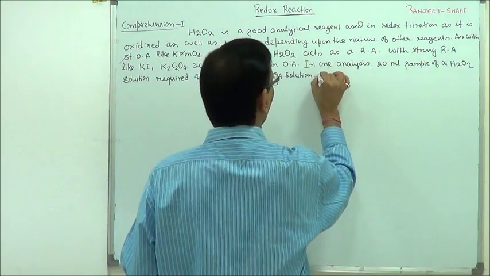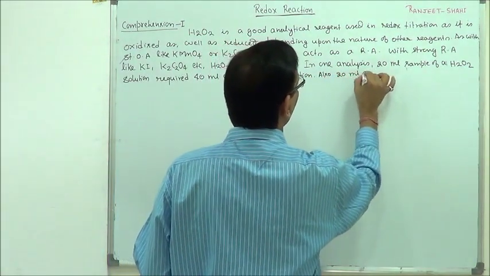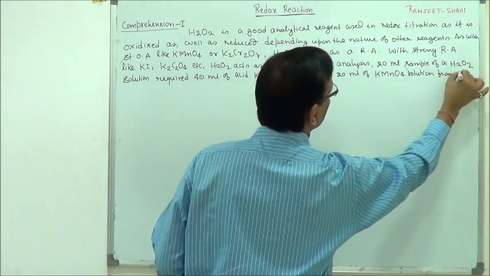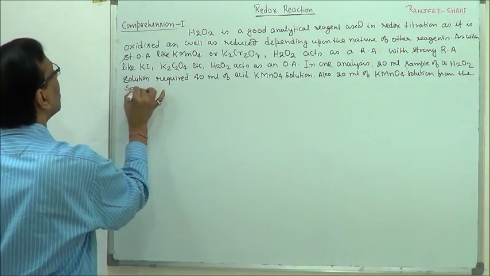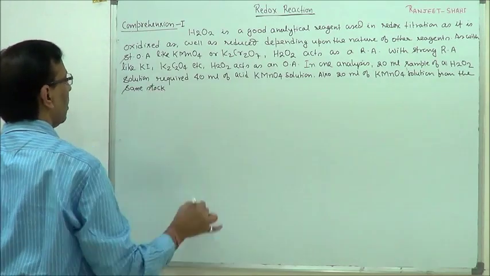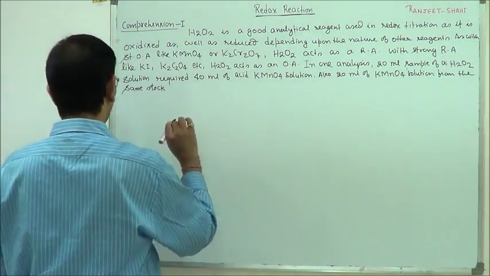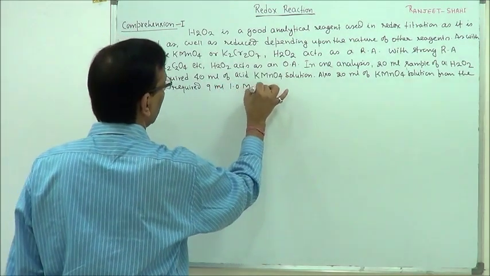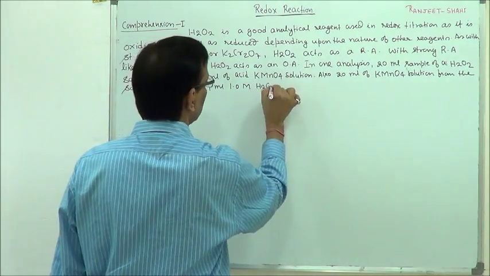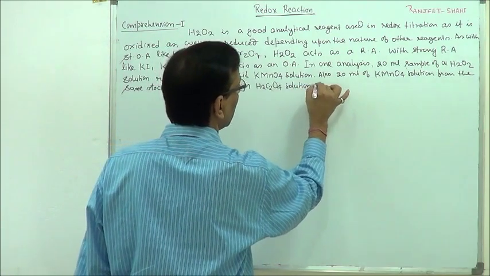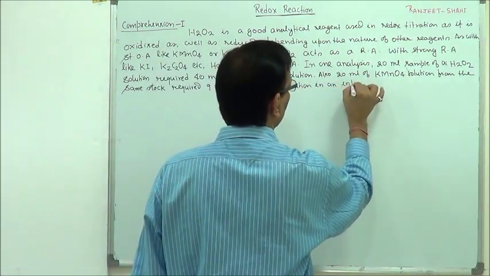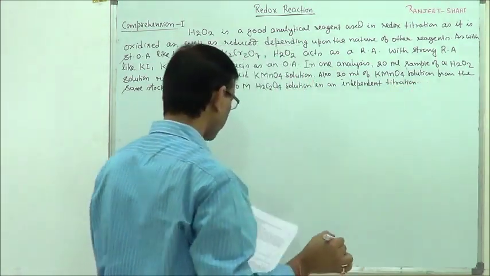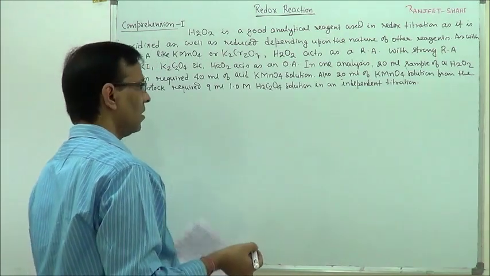Also 20 ml of KMnO4 solution from the same stock required 9 ml of 1 molar oxalic acid, H2C2O4 solution, in an independent titration. Answer the following.